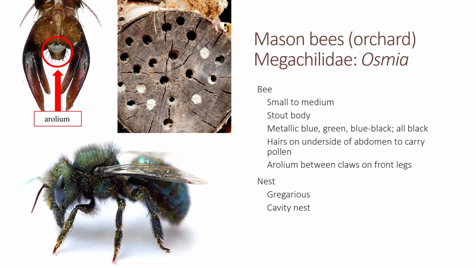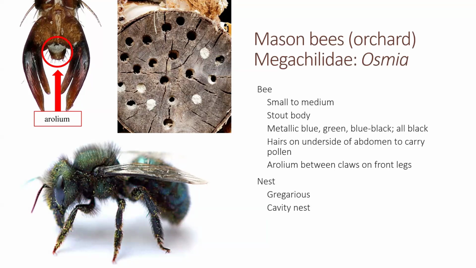And then for those of you that are using a dichotomous key for bee identification, we're going to look at the claws, the tarsal claws at the tip of the front legs. And we're going to look for a flat pad-like structure between those tarsal claws, and that is the orolium.